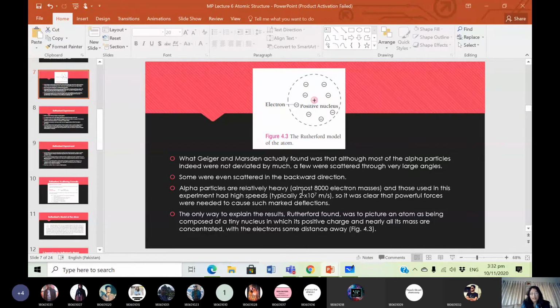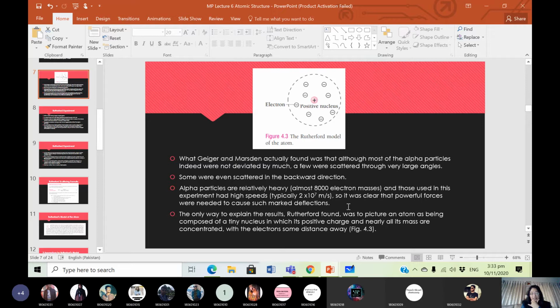So how can we explain this result? Alpha particles, we know, are relatively heavy, almost 8,000 times the electron mass, and those used in the experiment had high speeds, almost 2 times 10 to the power 7 meters per second. It's clear that powerful forces were needed to cause such marked deflection. So something must have been very powerful to deflect them backward, or by very large angles. How can we explain that?